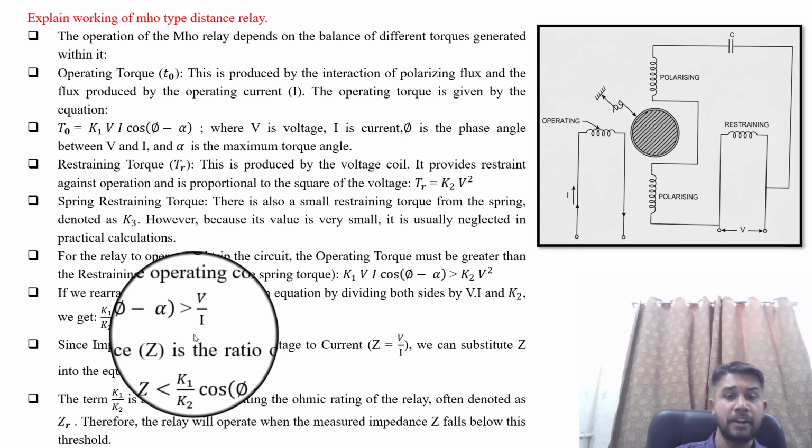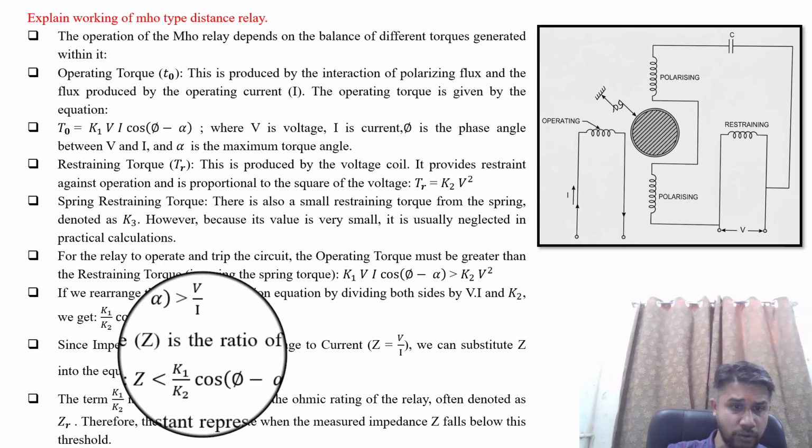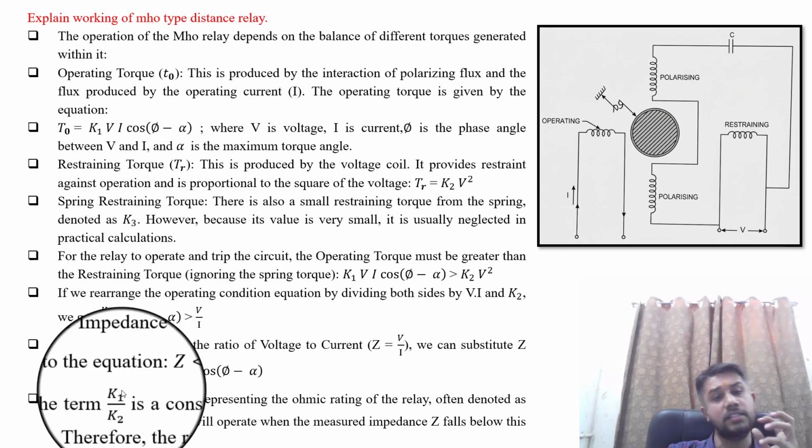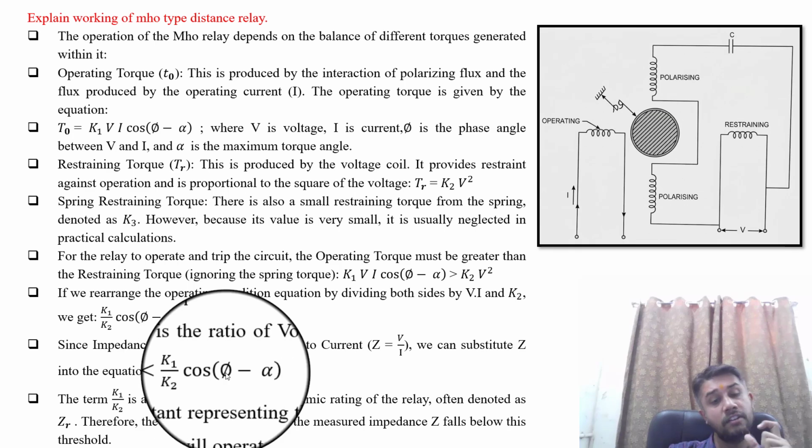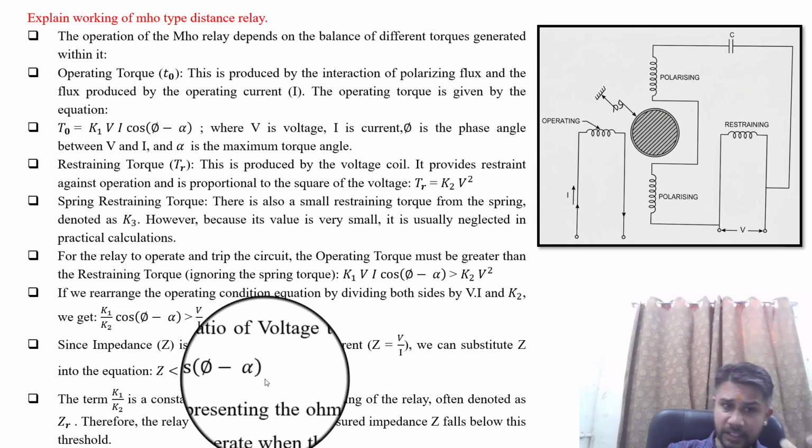Now the term K1 by K2 is a constant representing the ohmic rating of the relay, often denoted as ZR. The relay will operate when the measured impedance Z falls below the threshold value, meaning the impedance value must be less than the characteristic impedance, that is, this term ZR cos phi minus alpha. In this condition the relay must operate. So this is all about the working of the move type distance relay. This is the mathematical working, and the theoretical working is already explained with the constructional details.